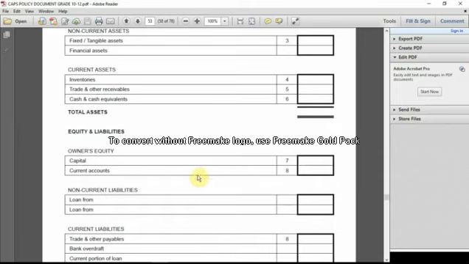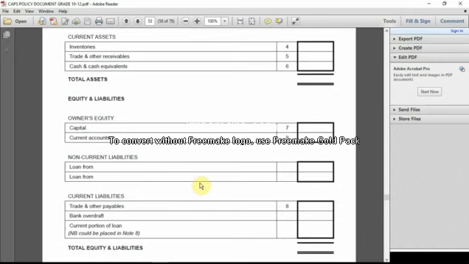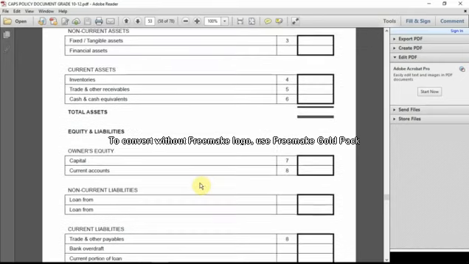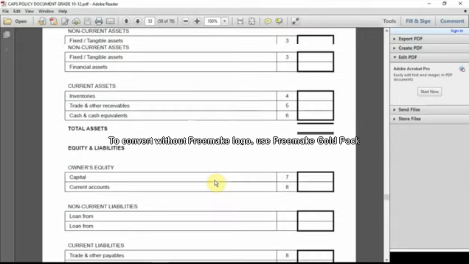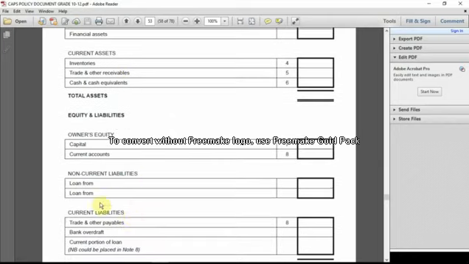Then suppliers might also be interested to know the financial position of the company, because they are more interested in whether the company will settle its debts in the short term. So they will look more at the current assets versus the current liabilities. To what extent do the current assets cover the current liabilities?